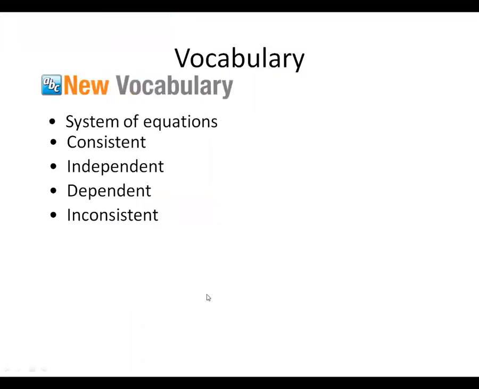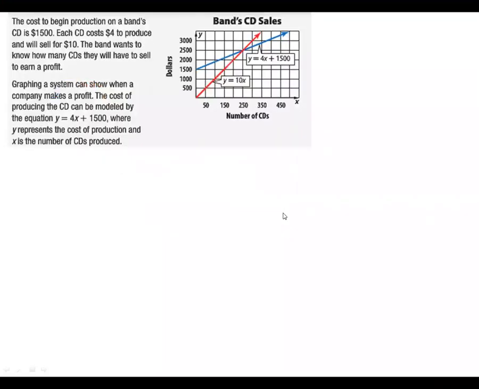Some new vocab that's going to come up, and we'll talk about it as it comes up, are systems of equations, what it means to be consistent, independent, dependent, or inconsistent. So here's a situation that can arise. The cost to begin production on a band CD is $1,500. Each CD costs $4 to produce and will sell for $10. The band wants to know how many CDs they will have to sell to earn a profit.